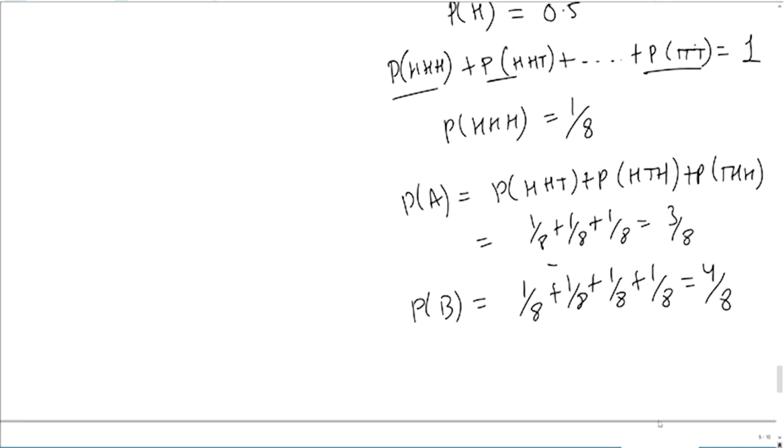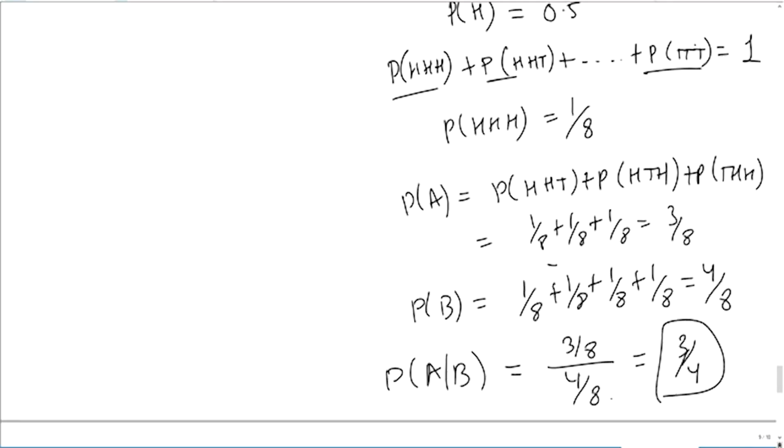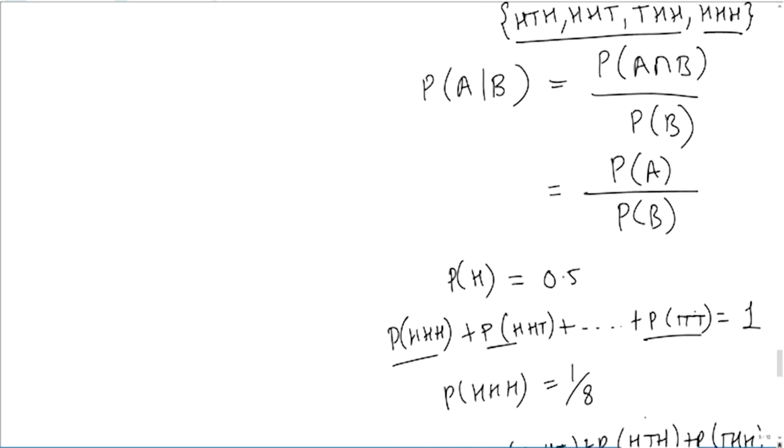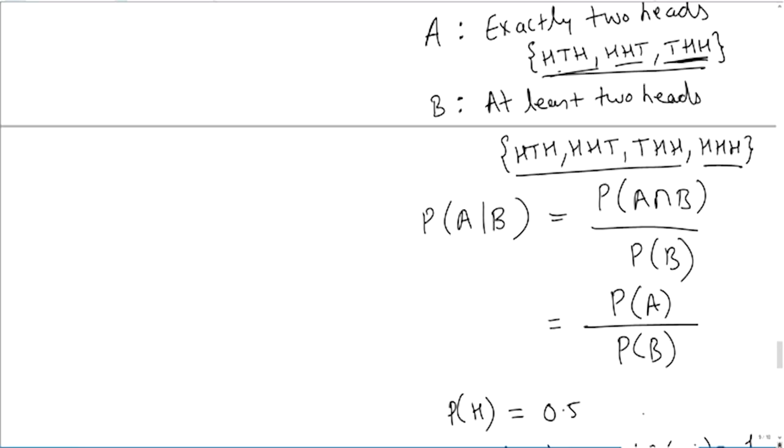Okay. So what would be the conditional probability of A given B? So this would be 3 by 8, which is basically the probability of A divided by the probability of B, 4 by 8. It comes out to be 3 by 4. So that's the conditional probability of A given B. Okay, so we have calculated this using this formula.